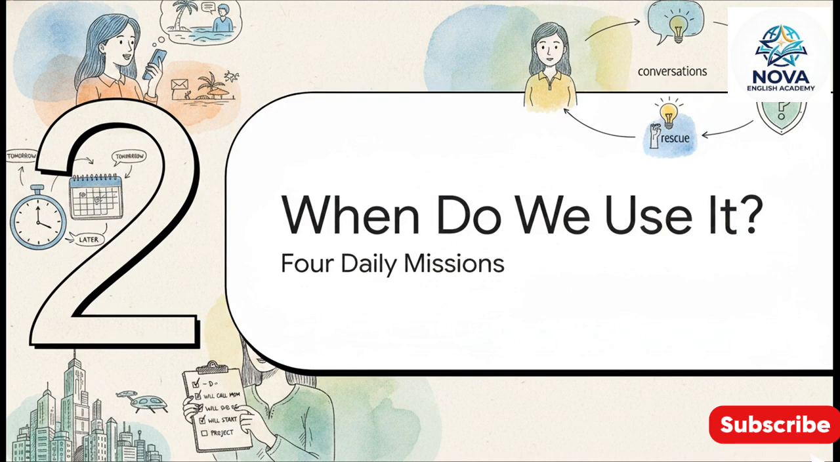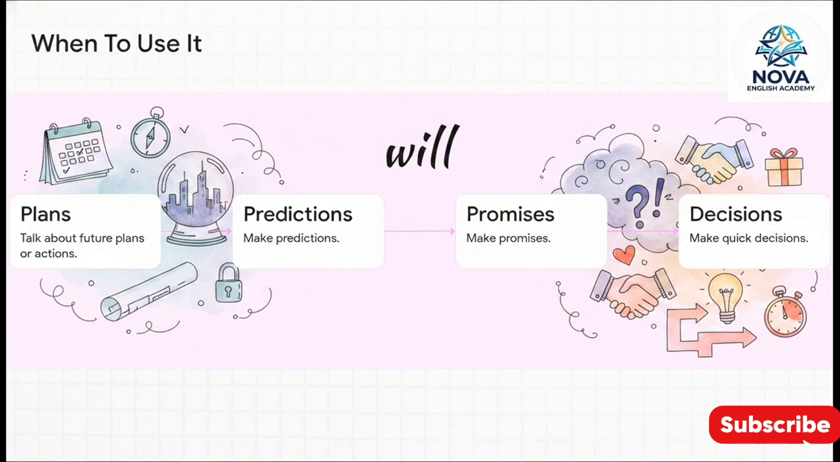Moving right along to Section 2. When do we use it? The 4 daily missions. So, the crucial point here is that this single tiny word, will, totally empowers you to navigate 4 completely distinct daily scenarios. We're talking about future plans, predictions, promises, and quick, on-the-spot decisions. Let's see exactly how these play out in conversation.